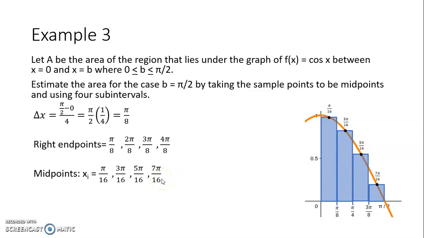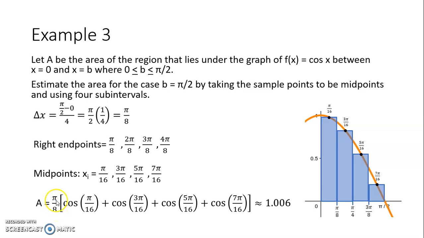Now I'm just going to put this all into my formula. So this is delta x. These are the values I need to evaluate my function for. And remember, the function is cosine x. So we're just going to do that all in a calculator. Let me show you that calculation that needs to be done.